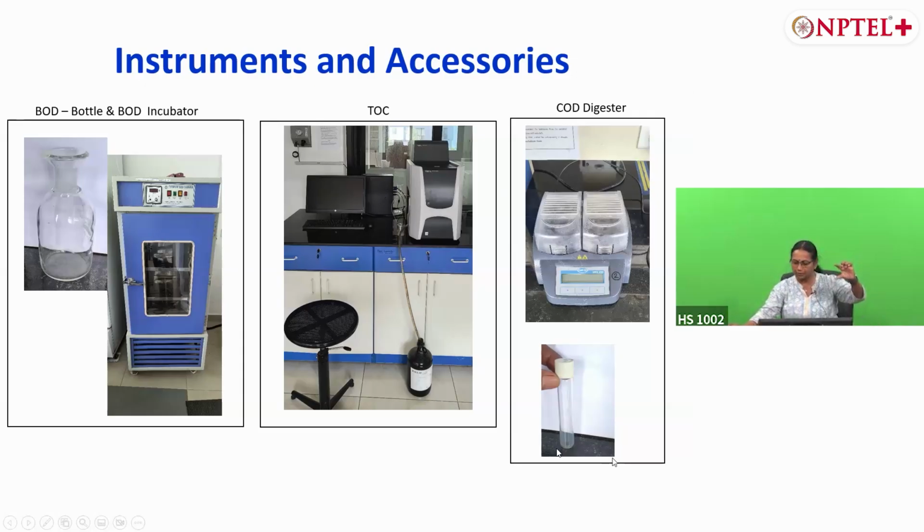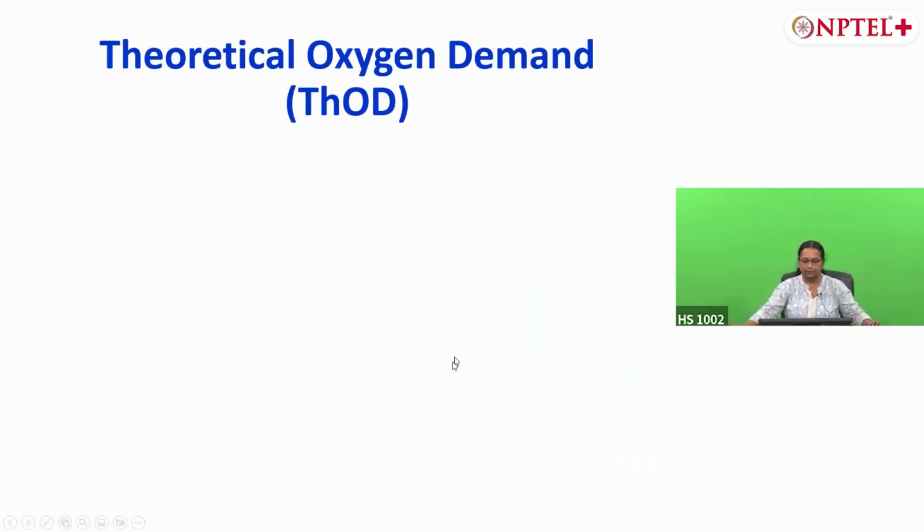You can put it in small vials, around 1.5 ml sample and 2.5 ml acid, and this is the heating mantle. There you can heat it at 150 degrees centigrade. Everything will get digested and we can use it.